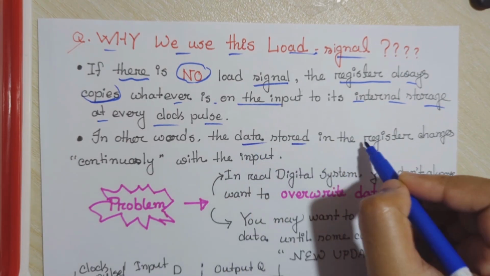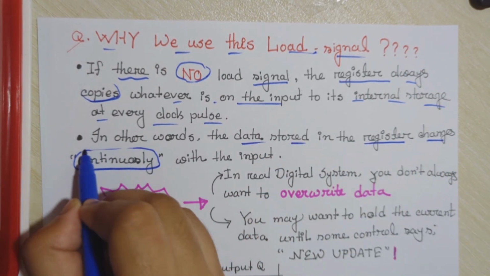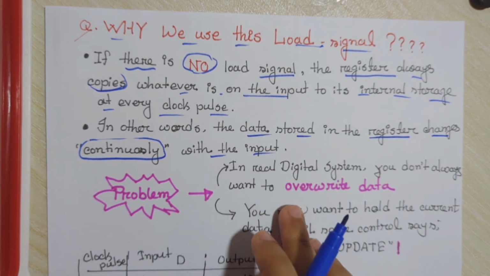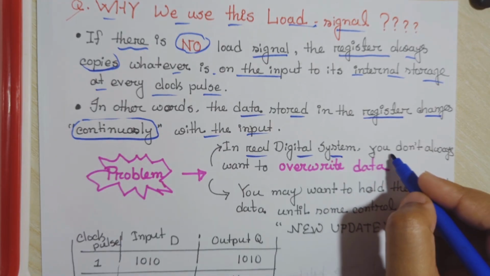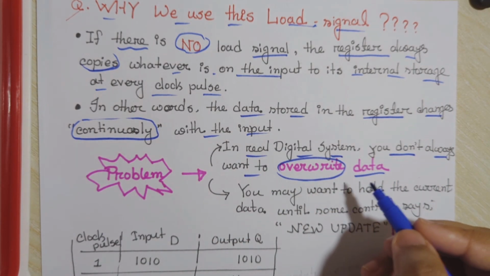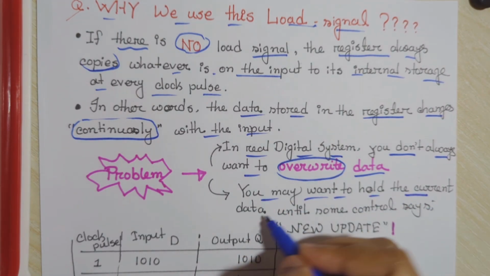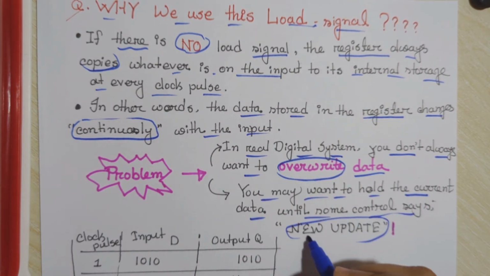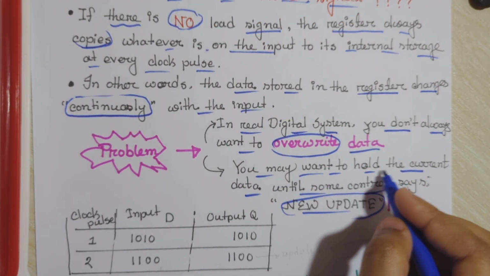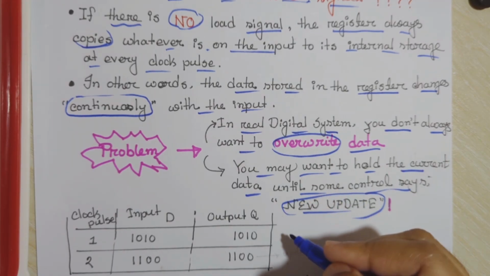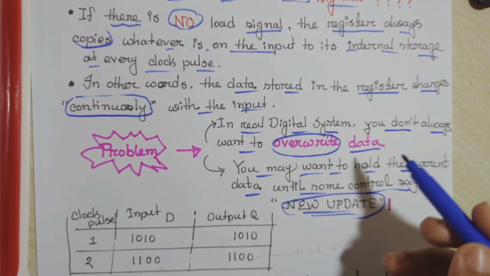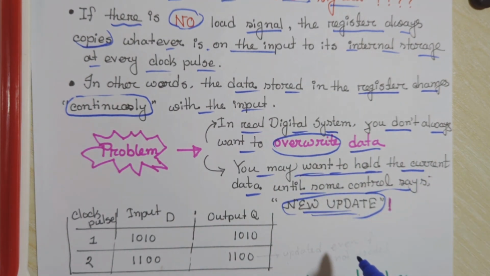Without a load signal, the data stored in the register changes continuously with the input, as we have said already. So let's see what the problem is in this condition. In a real digital system, we don't always want to overwrite data, meaning we don't want to change continuously. You may want to hold the current data until some control says to update. When we don't need new updates, we want to hold the current data, and when we get the direction to update, then we take the new update. But if we don't use any load signal, then we can't hold the current data.